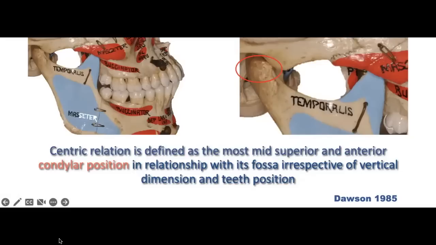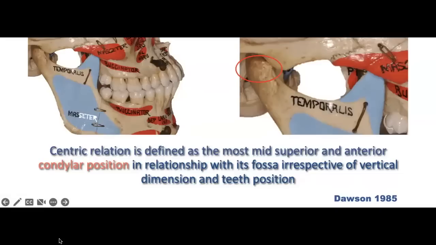At the end of the day, we have to make clinical decisions every single time that we are with a patient. So let me go ahead and read what Dr. Dawson wrote in his textbooks in 1985 about the concept of centric relation. For him, centric relation is defined as the most midsuperior and anterior condylar position in relationship with the fossa, irrespective of vertical dimension and teeth position. So this is very important for us to understand.